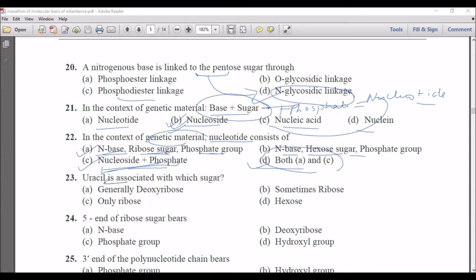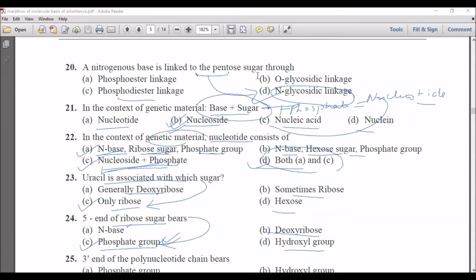Next question is, uracil is associated with which sugar? Generally deoxyribose, sometimes ribose, only ribose, and hexose sugar. We know that uracil is associated with only ribose sugar. 5' end of ribose sugar bears: N-base, deoxyribose, phosphate group, and hydroxyl group. Now the 5' end of the ribose sugar bears the phosphate group. We know at the 5' end there is always a phosphate group.